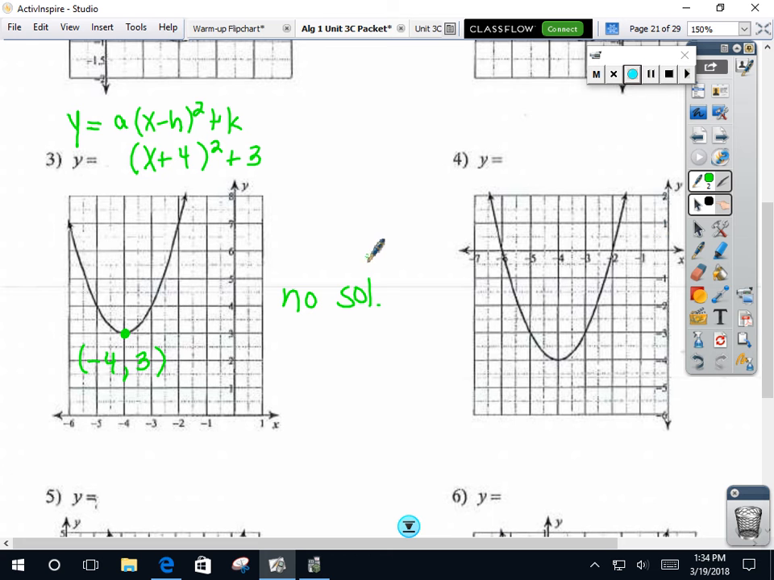Now let's talk about how to get the a. To get from the vertex to the next point on the parabola, how much do you have to go up? Actually, just 1. See how this is 3 and that's 4? So 1 unit.